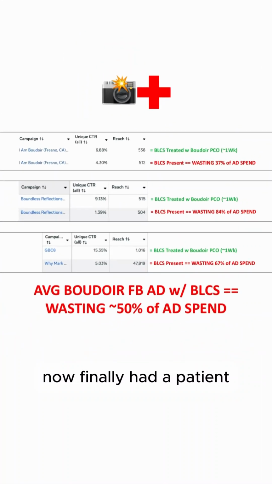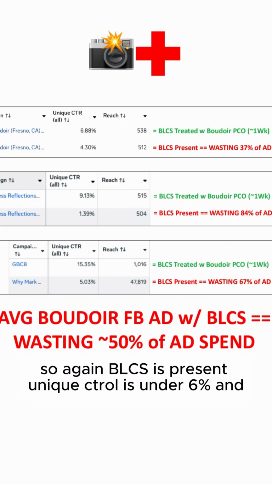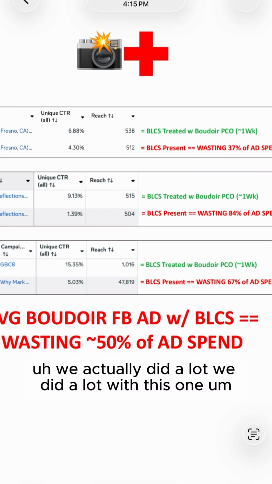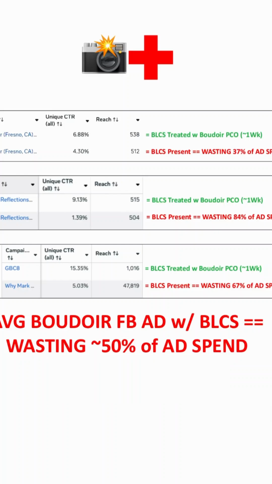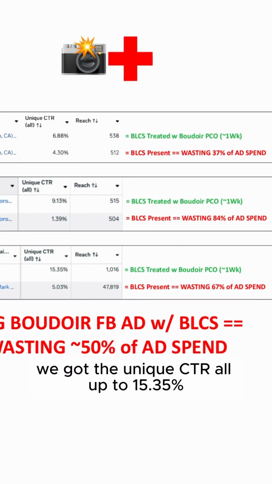Now, finally, had a patient whose boudoir Facebook ad had a unique CTR all of 5.03%. So again, BLCS is present. Unique CTR all is under 6%. And we did a lot with this one. But we treated it with boudoir Pico. Took about a week. We got the unique CTR all up to 15.35%.